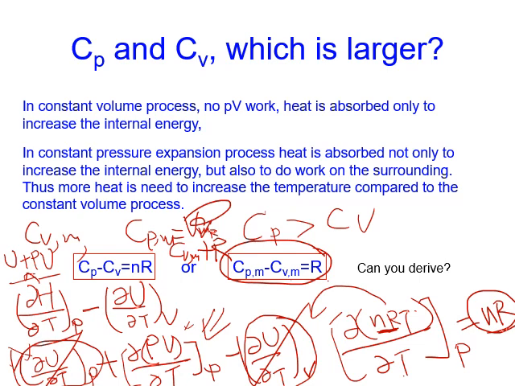If we divide by the number of moles, then Cpm, the molar heat capacity at constant pressure, minus Cvm should equal R. Again, it's a useful equation that you will use in the future for calculations.